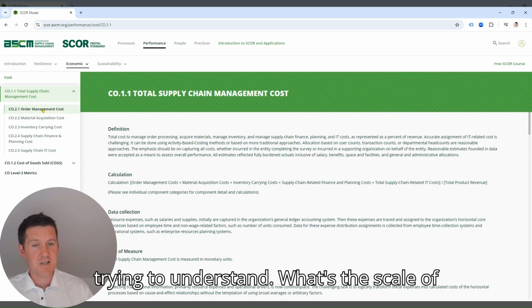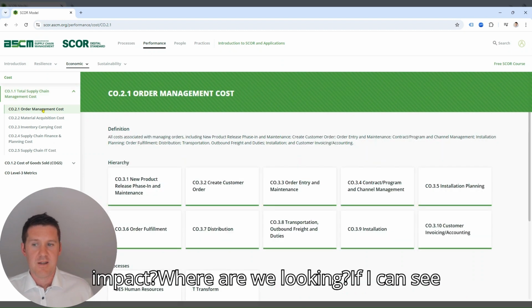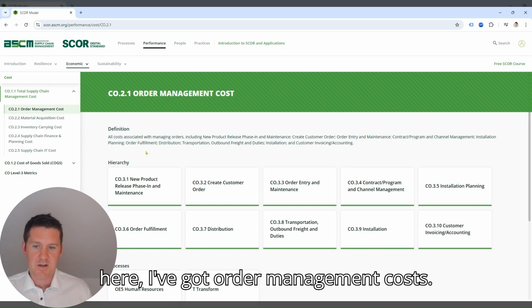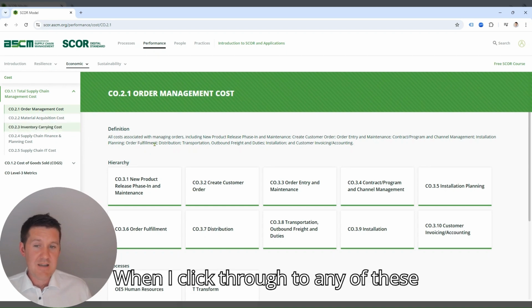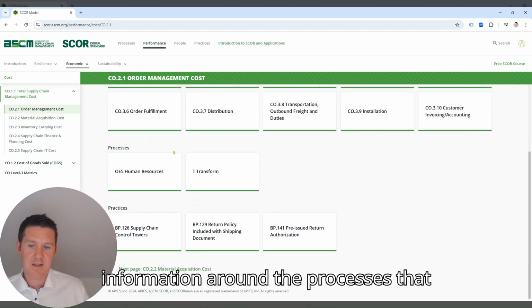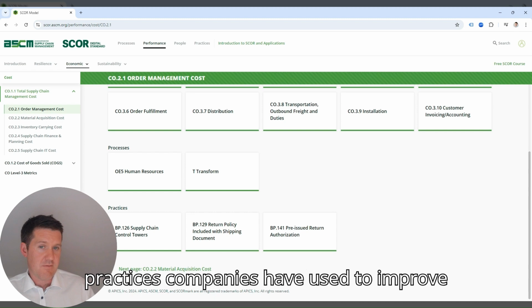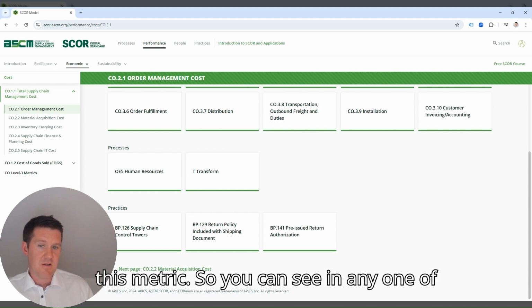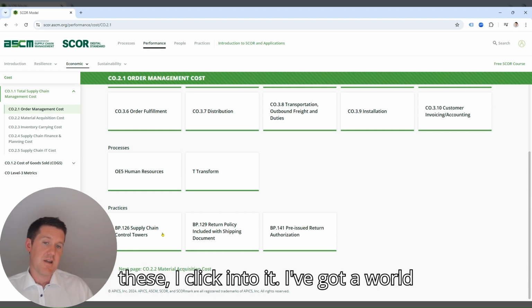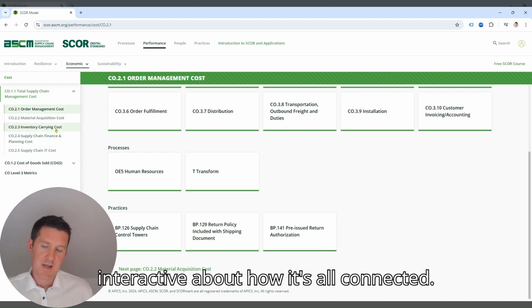So if I'm trying to understand what's the scale of impact, where are we looking, if I can see here I've got order management cost. When I click through to any of these metrics, I can see a huge amount of information around the processes that might be impacted, what best practices companies have used to improve this metric. So you can see in any one of these, I click into it, I've got a world of information there, and it's quite interactive about how it's all connected.